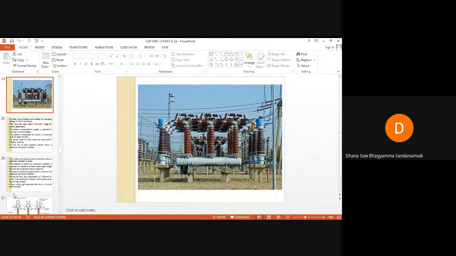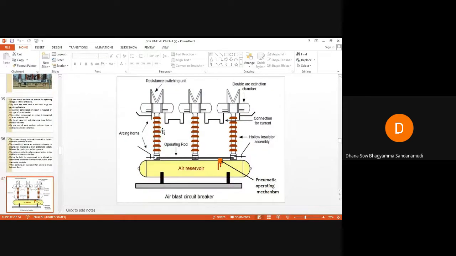If you observe this image, there are current carrying parts. You can see the connection for current. These current carrying parts are connected in series to the arc extinction chamber. The assembly of the entire arc extinction chamber is mounted on the insulators.